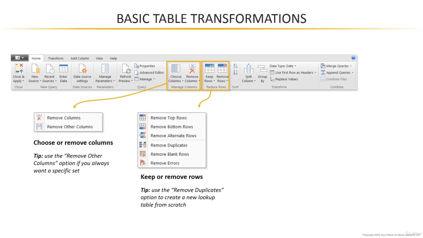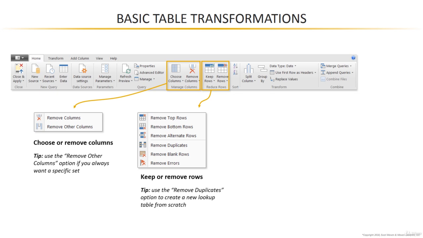First off, you can choose to keep or remove certain columns or rows from your table. There are a few interesting options here. Looking at the columns options, you can either select the column that you'd like to remove or select the column that you'd like to keep. Now, that might not seem like a really important distinction, but it can be really helpful in certain cases.